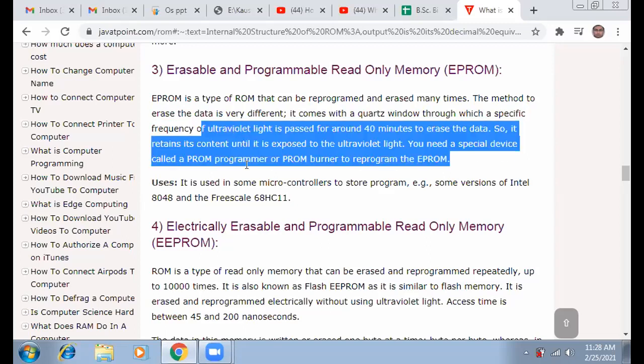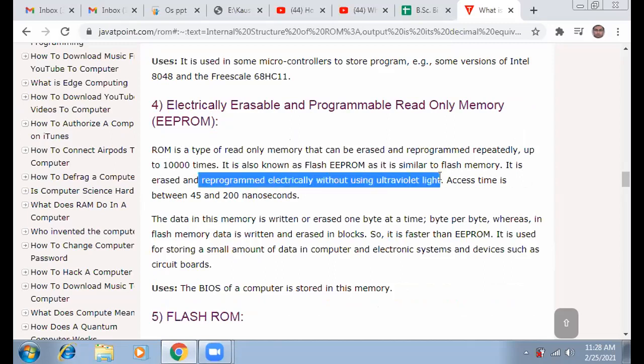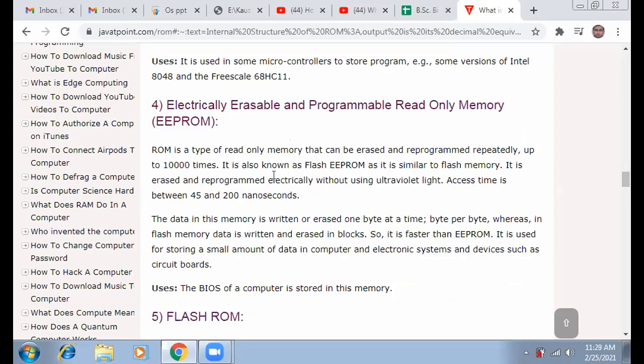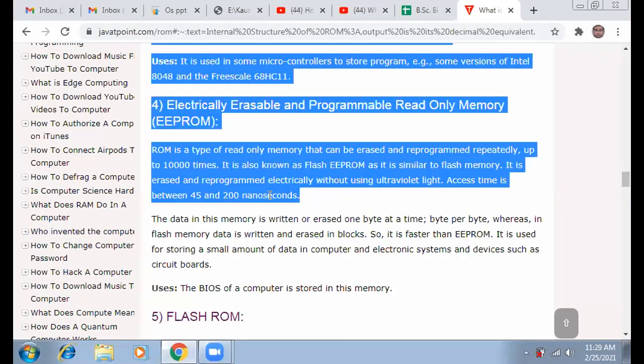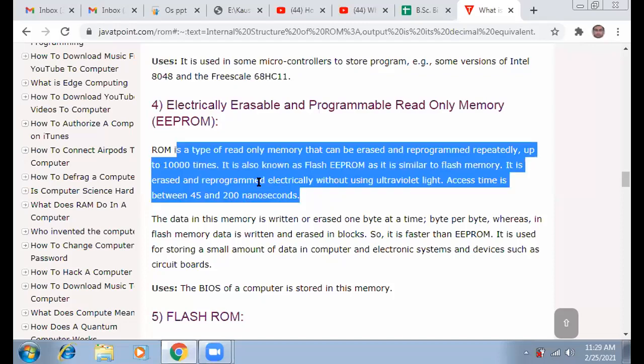Instead of that, the most widely used and most popular one is EEPROM, which can be reprogrammed and erased as many times as we want, only electrically, without using ultraviolet light. Electrically we can erase that program, without using ultraviolet. Here we don't need any concept of ultraviolet light. So obviously it is easy to handle, easy to erase the previous information or reprogram the ROM very easily.